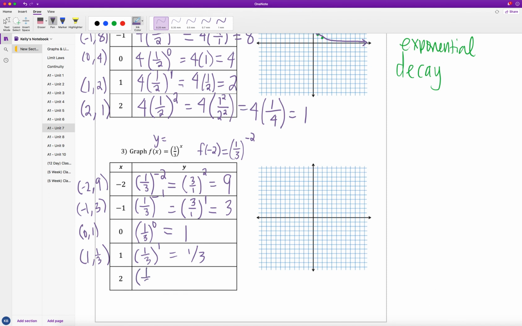And then for our last point, we get 1/3 to the 2nd. Remember, we can distribute that exponent and make it 1 squared over 3 squared, which will give us 1/9. So our last coordinate pair there will be 2, 1/9. When we go to plot these, we have -2, 9. So 1, 2, 3, 4, 5, 6, 7, 8, 9. We have -1, 3. We have 0, 1, 1, 1/3.